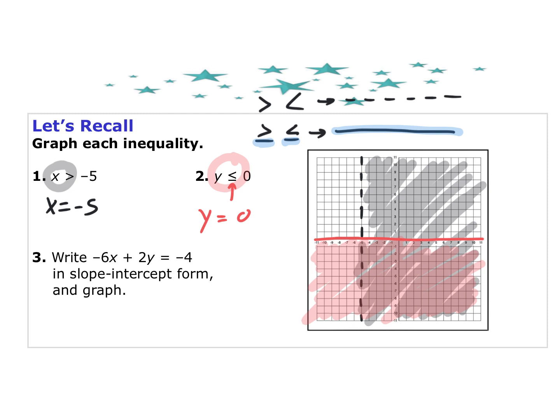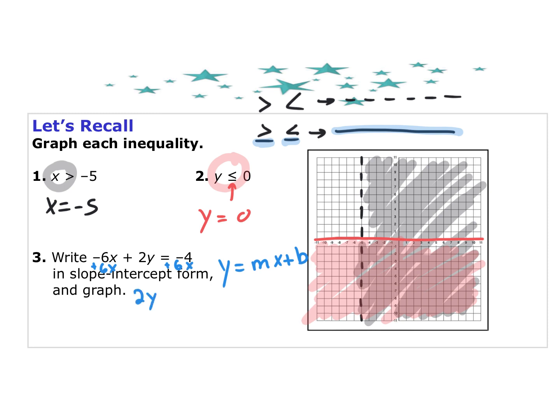Now, for number 3, they want us to write -6x plus 2y equals -4 in slope-intercept form and then graph it. Remember, slope-intercept form is y equals mx plus b. So I'm going to go ahead and rearrange it. I'm going to add the 6x on both sides.